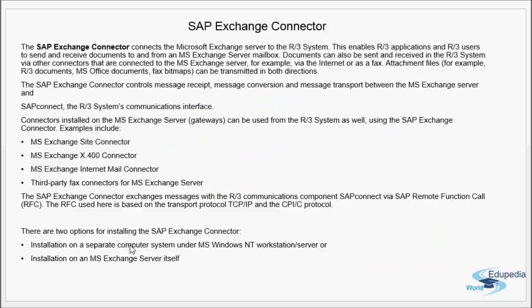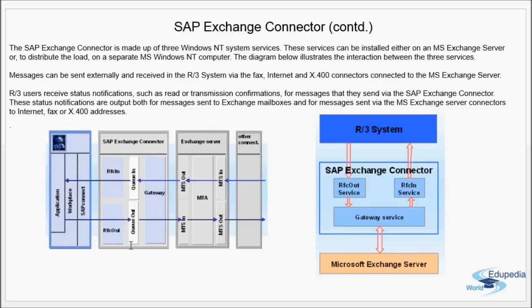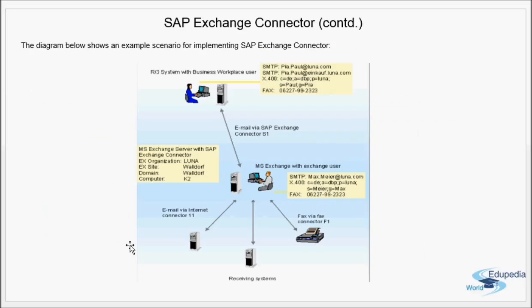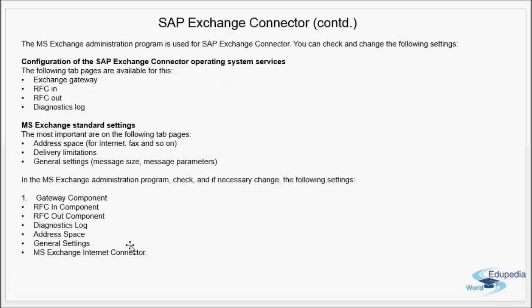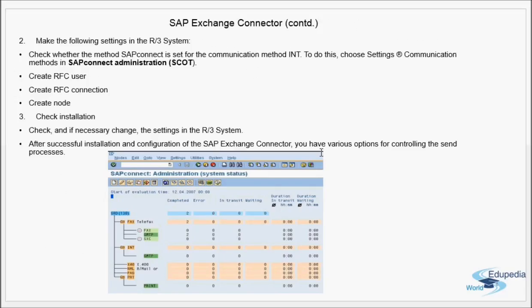We started with the Exchange Connector, where it's configured. It links the R3 system with the Exchange server. Then we have seen the administration program which the SAP Exchange Connector uses, the MS Exchange administration program, and the different configurations to be done there. Then the important one is the SCOT transaction. This is the SAP Connect. It's inbuilt in SAP. It's the communication interface in SAP, which is used to communicate with the SAP Exchange Connector.